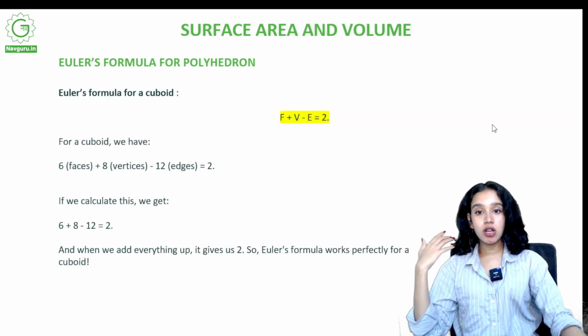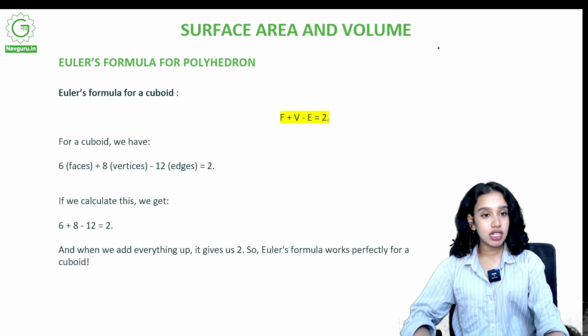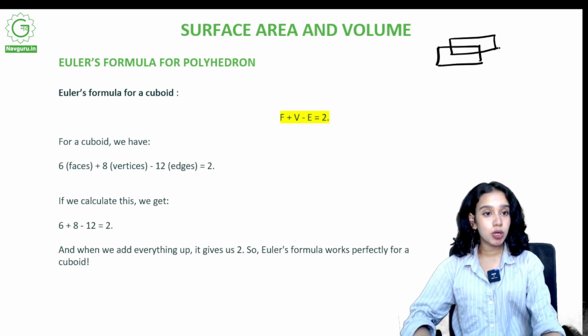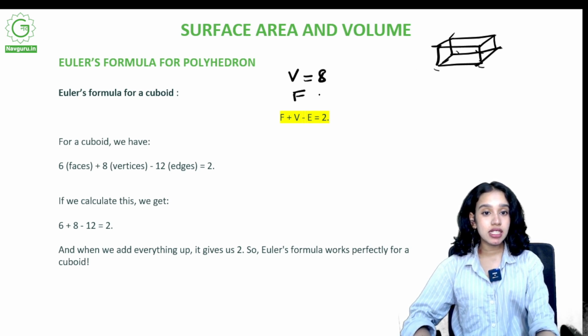Now, let's talk about a cuboid. In the case of a cuboid, if we have a cuboid like this, how many vertices does it have? Just like we talked about, we have 1, 2, 3, 4, 5, 6, 7, 8, 8 vertices. Now, how many faces does it have?